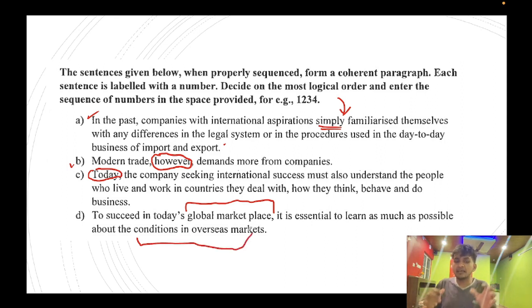We are being told that in order for you to achieve this, you must do this. Then if you read this sentence after this, you understand that this could be a continuation, because in the past, companies with international aspirations simply familiarize themselves. So when you read this sentence after this, you understand the context that we are talking about the global marketplace, the conditions in overseas markets. So we can fix this as the beginning, right? Now first part is done.